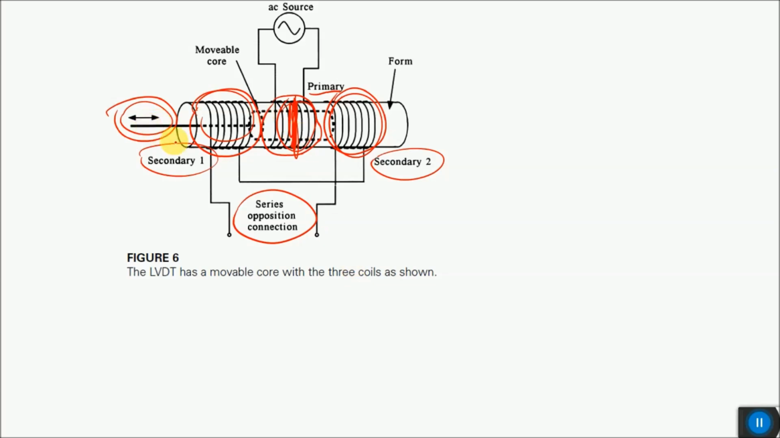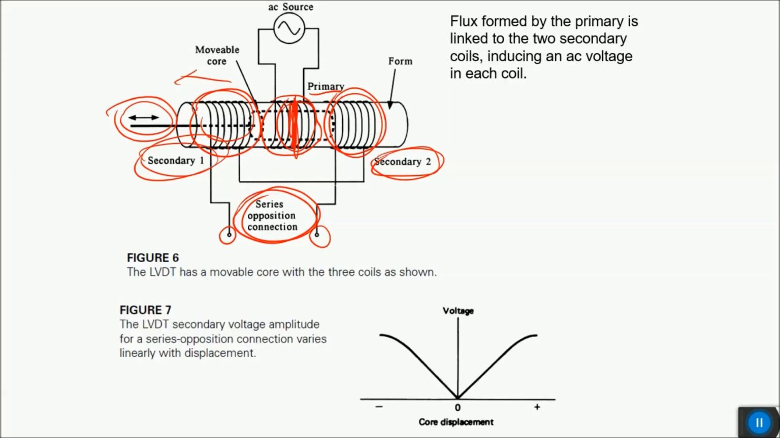But as soon as the core is displaced from its mean position, for example if it is moved to the left, the coupled magnetic flux between the primary and the secondary coil 1 will be greater than the coupled flux between the primary coil and the secondary coil 2. That will give a difference in voltage output of these two coils, and as they are connected in series opposing connection, their output will be a non-zero value. And what will be the form of that output?